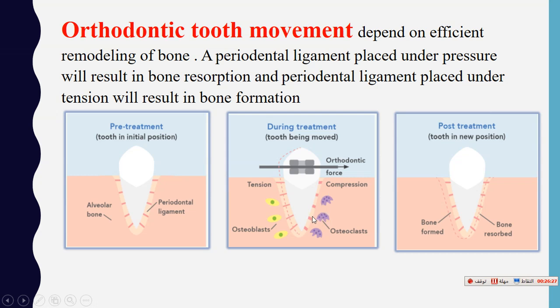So this is the effect of orthodontic tooth movement. Bone is formed here, and bone is resorbed here in the compression area, where the periodontal ligament is compressed. So the movement occurs through changes in the periodontal ligament. That is why we call this tooth movement a periodontal ligament phenomenon, because it occurs through changes in the periodontal ligament that stimulate the bone to remodel.